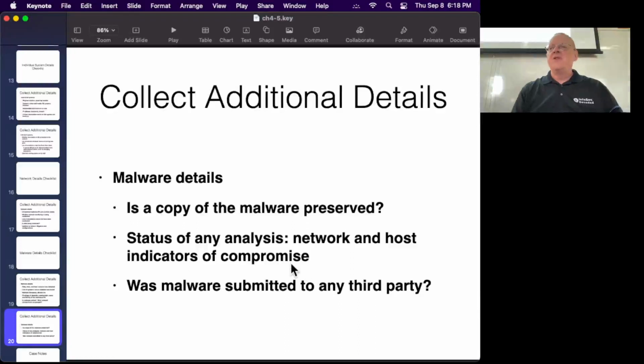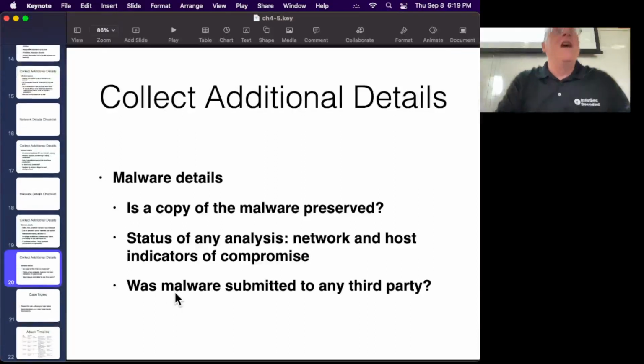So anyway, if you did submit malware to a third party like VirusTotal, then you should know that, because that may affect what the bad guy does. So you should be aware of that. I mentioned before, this is probably not a good idea, but if it has happened, you want to know it's happened.